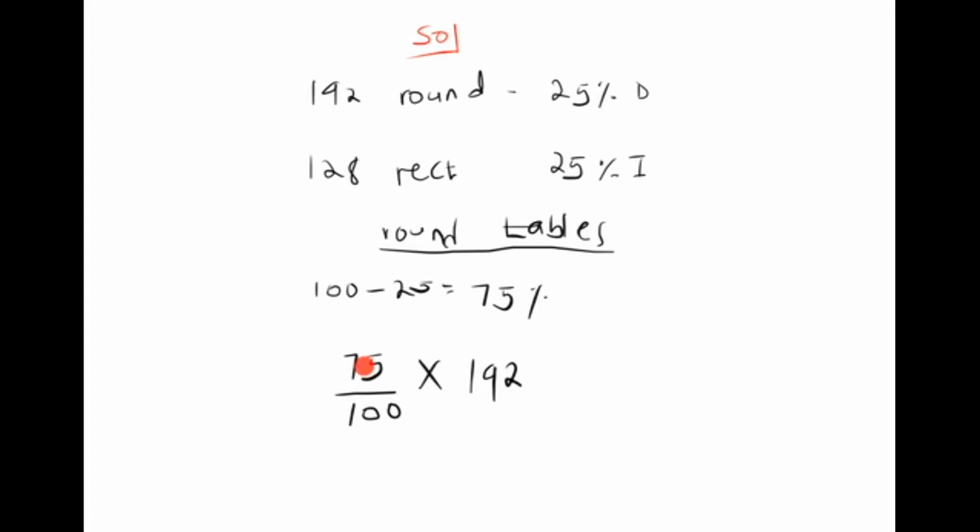Then from there we can now simplify. Let us multiply 75 times 192. It will give us 14,400. 14,400 divided by 100. We can simplify this. These two zeros cancel. Then from there, now, the number of round tables is 144. This is the number of round tables.